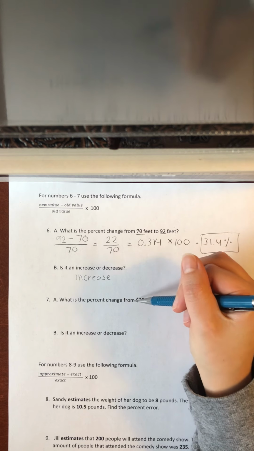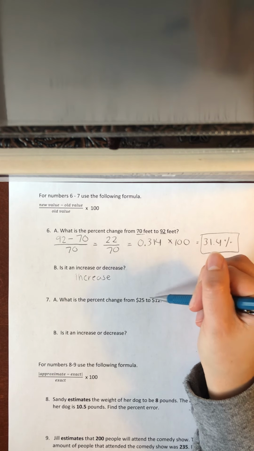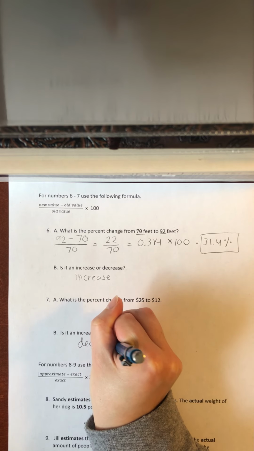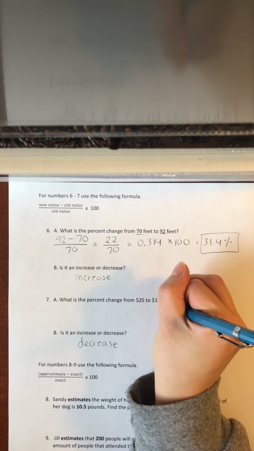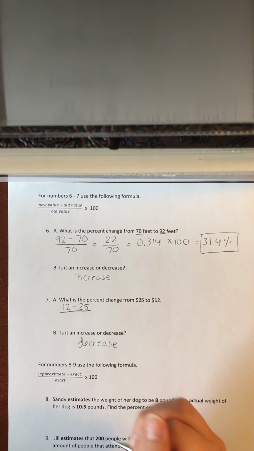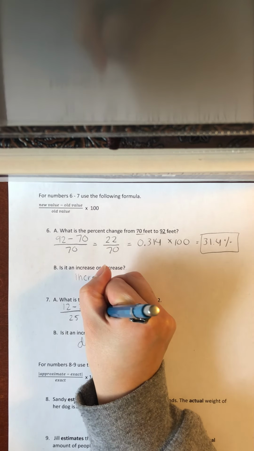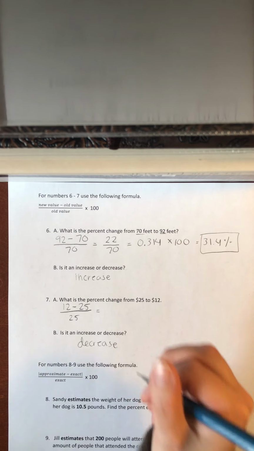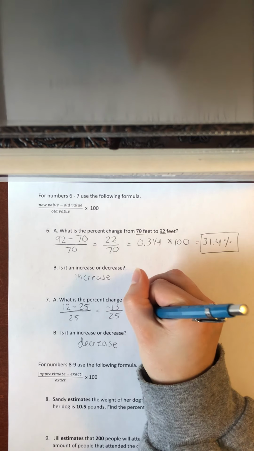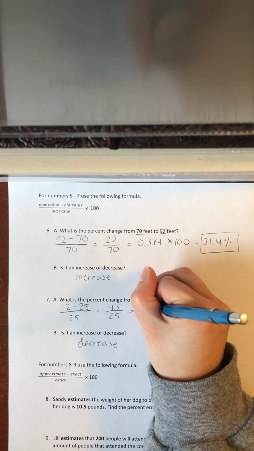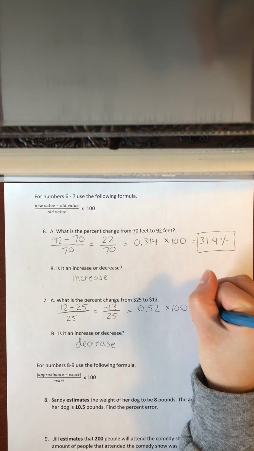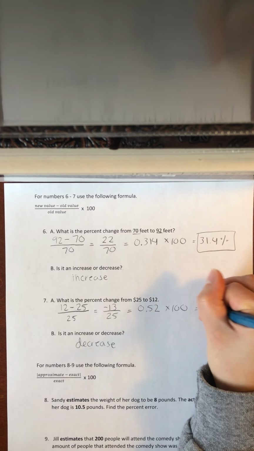What is the percent change from $25 to $12? Well, if we're going down, it's going to be a decrease. I could fill that answer in already. Okay, so new value is 12 minus the old value, which is 25, over the old value, which is 25. 12 minus 25 is negative 13 over 25. When you divide that, just ignore the negative. 0.52, multiply it by 100, and that's 52%.